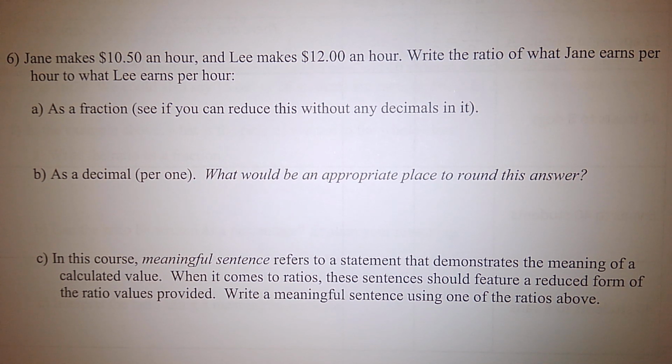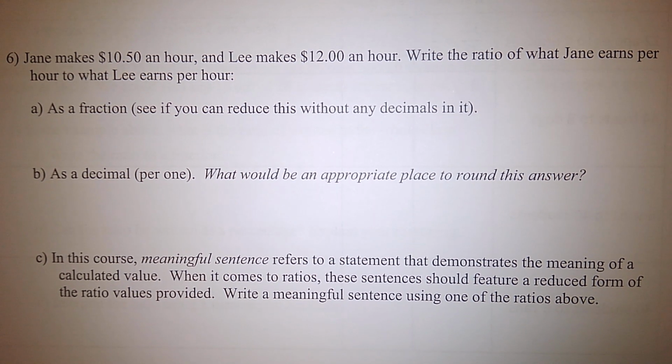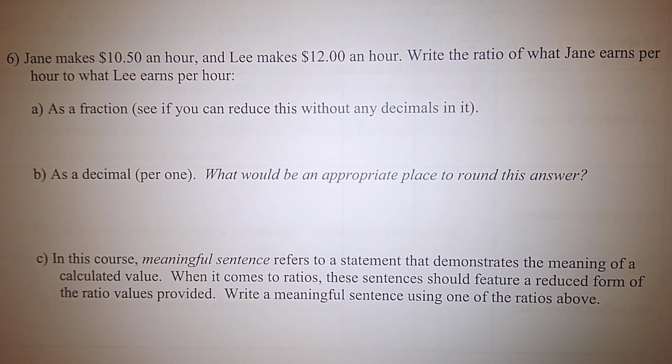Jane makes $10.50 an hour and Lee makes $12 an hour. Write the ratio of what Jane earns per hour to what Lee earns per hour. Question A. As a fraction, see if you can reduce this without any decimal.